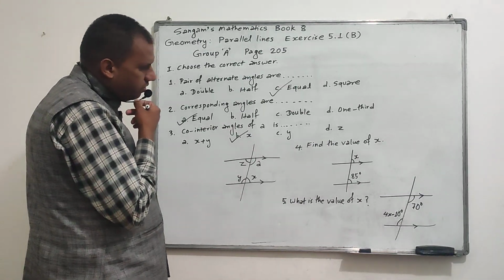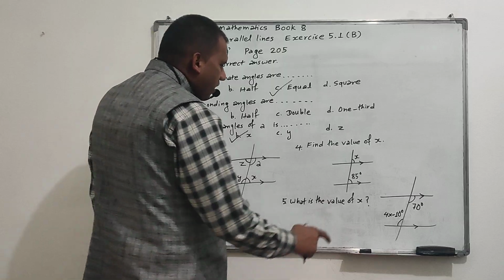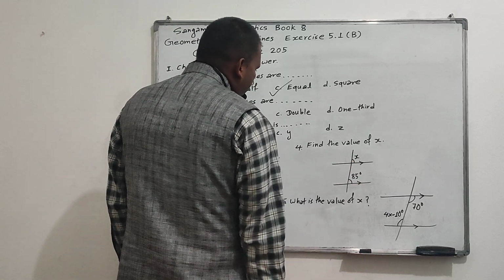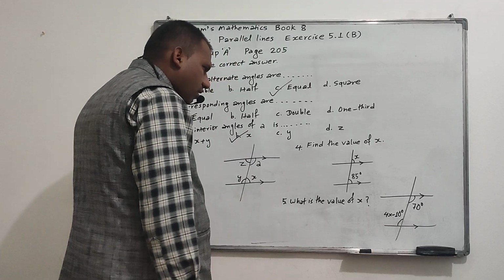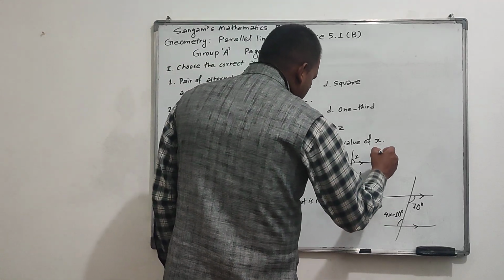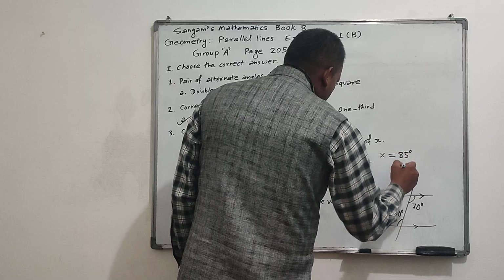Now question number 4. Find the value of x from this figure. Here x and 85 are corresponding angles. So the value of x is 85 degree. x equal to 85 degree.